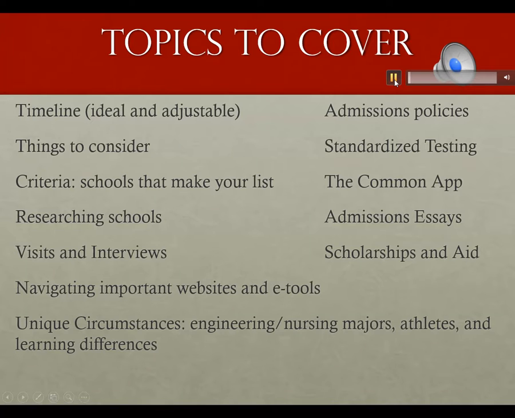The topics that we will cover in this course are many. We'll start with the timeline. We'll look at an ideal timeline, and then we'll talk about how you can adjust that timeline to meet your unique wants and needs. We'll talk about things to consider when selecting schools and how to establish a list of criteria that each school must meet in order to make your official list.